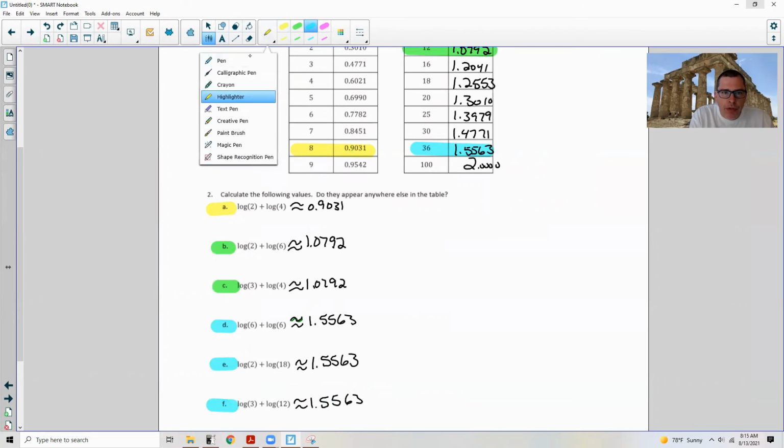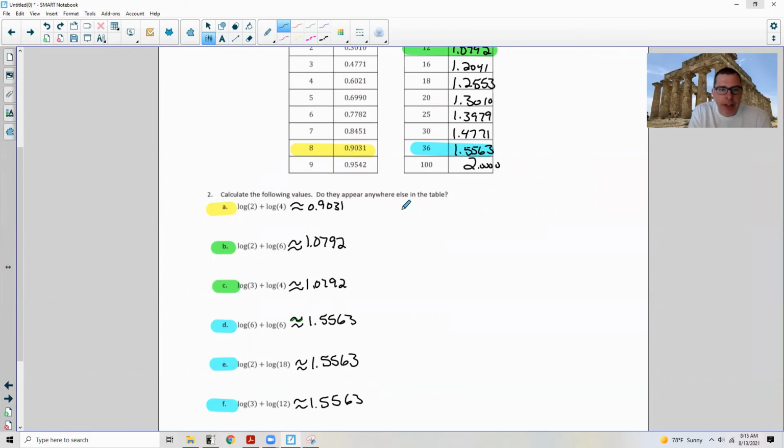So what can we conclude from this? What do you think is going on here? So A was all by itself, log of 2 and log of 4, and we got 8. Well, how do I get 8 from 2 and 4? 2 times 4 equals 8.